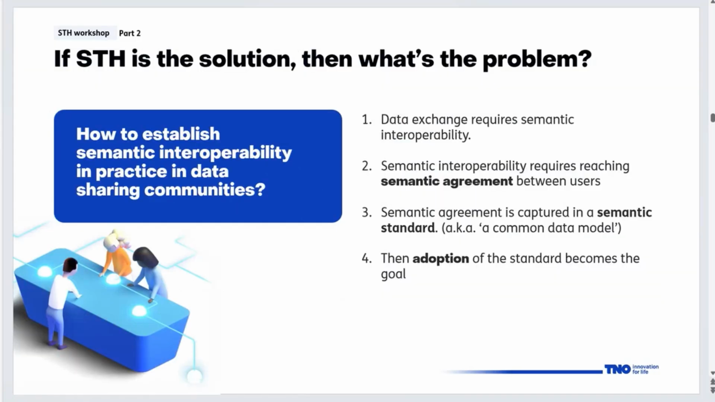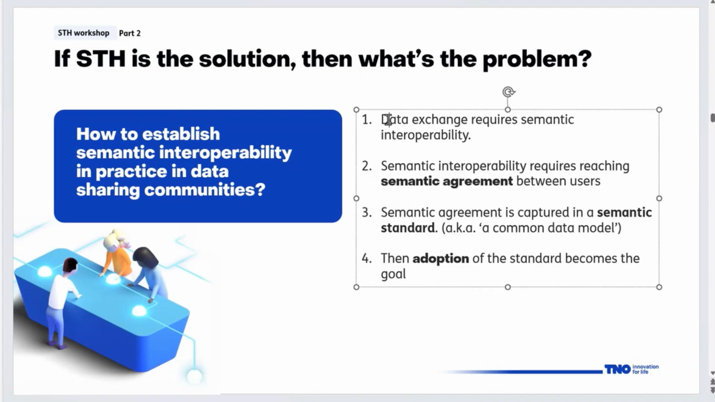So if Semantic Treehouse is the solution, then what is the problem? We like to say that Semantic Treehouse can be used to establish semantic interoperability in practice in data sharing communities. Many of you might be involved with a data sharing community, so to say, in the agricultural domain. Often they are geographically scoped, right? So maybe Slovenian or East Slovenian community, and this word semantic interoperability is important because successful data or information exchange requires semantic interoperability, that the meaning assigned to the data from the sender is aligned with the meaning interpreted by the receiver end, right? So semantic interoperability requires that you have some kind of semantic agreement between users.